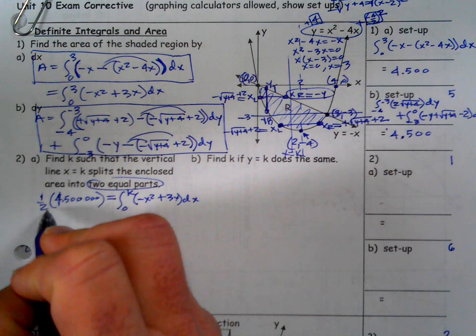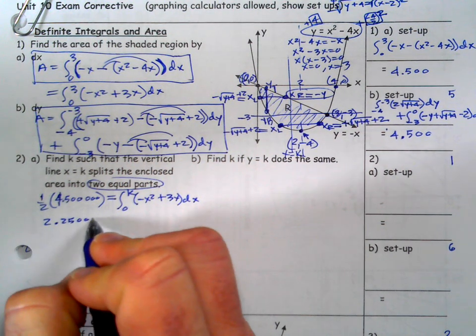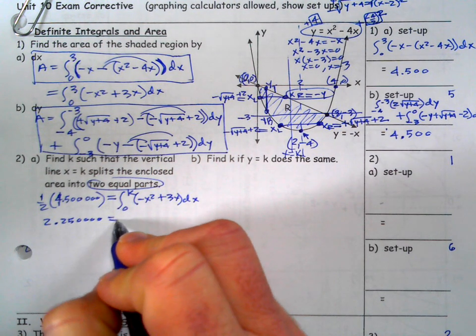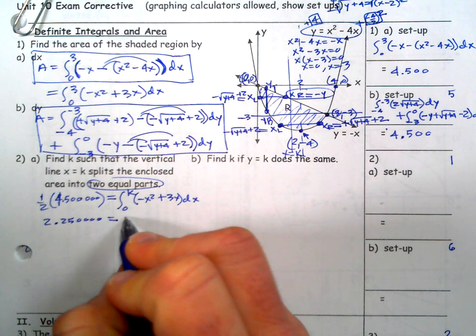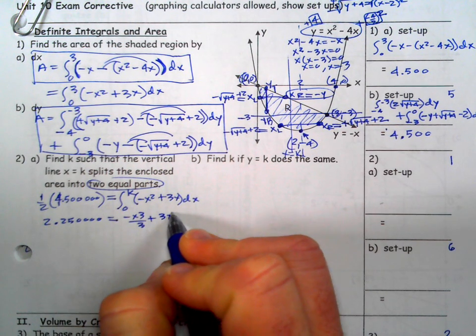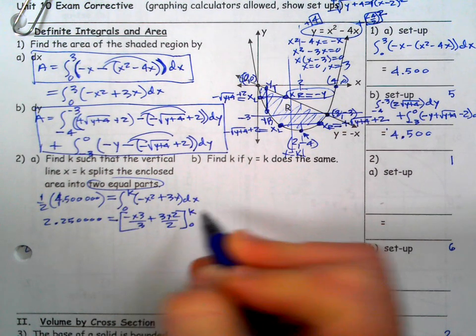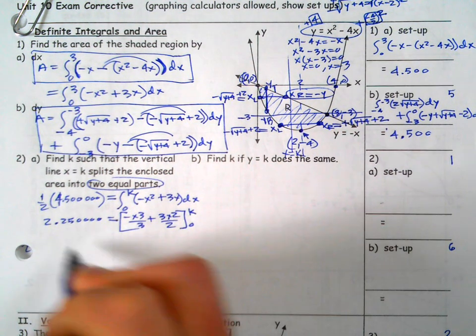And so we're going to get 2.25000. And over here, we integrate it. So we get negative x cubed over 3 plus 3x squared over 2. And this is a definite integral, so we have to plug the limits in still.